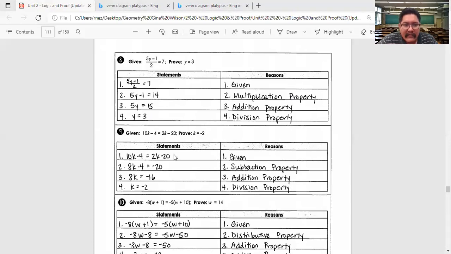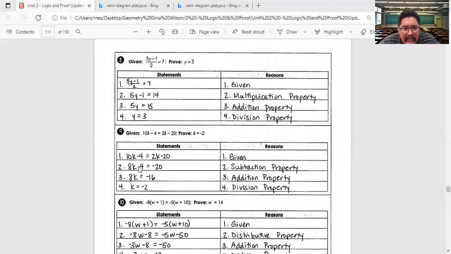So here we have our given. And what happened here? It looks like we minused 2k from both sides. So minus 2k from both sides. 10 minus 2 is 8k. All right, so yeah, we did minus 2k from both sides, so that would be a subtraction property.